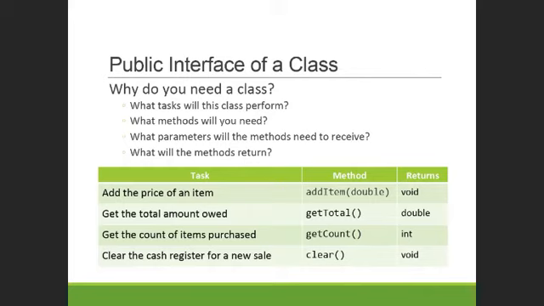So the example in the table down here is a sample, maybe like a cash register, where we add items to a receipt. We can get the total amount, we can find out how many items were purchased, and then we can clear the cash register for a new sale. First thing we do is list out all of the tasks that we need, and we create our methods or start thinking about our methods, and then our return, like what kind of information will we get back from those methods.